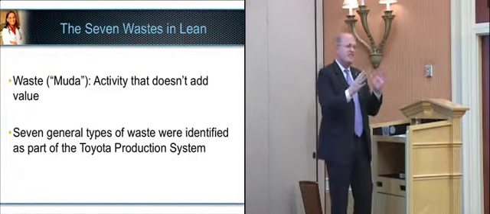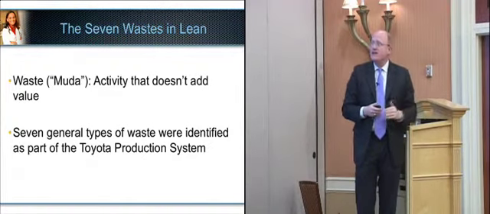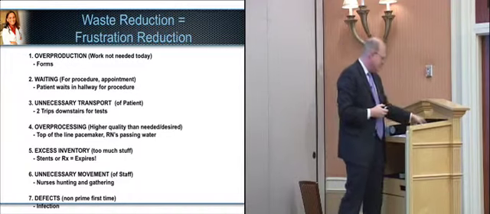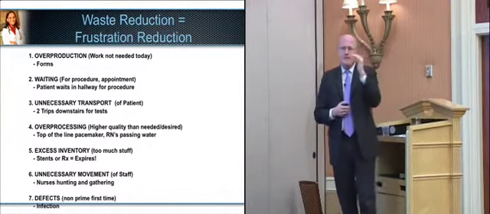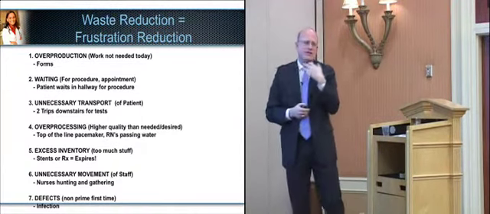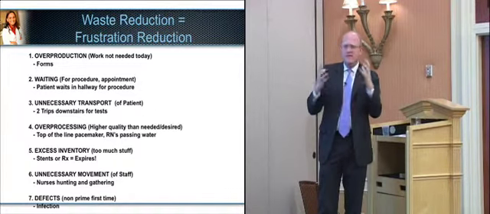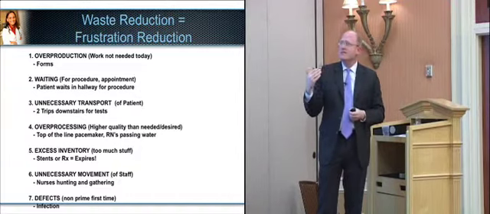There are 7 types of waste. In your handout, there's a very detailed discussion of all the waste. This kind of summarizes it here, that the 7 different types of waste include these categories. Overproduction: work that's not needed today. A lot of work goes into all the forms and all the infrastructure that we create. Any waiting is considered waste.